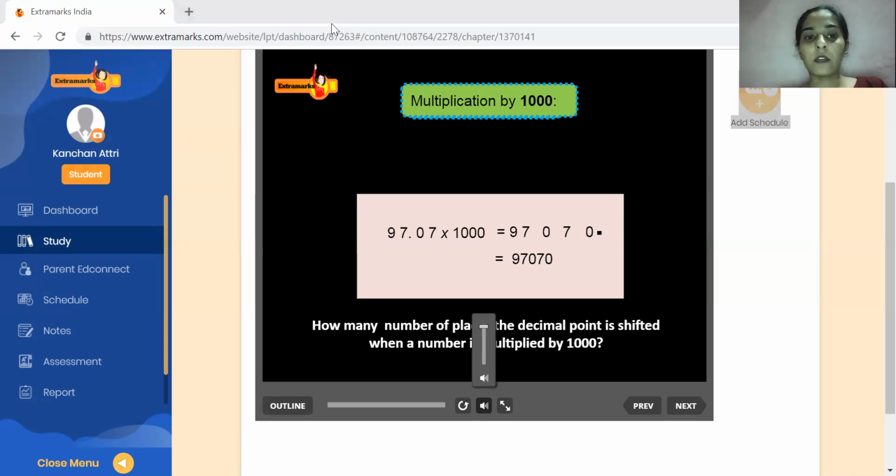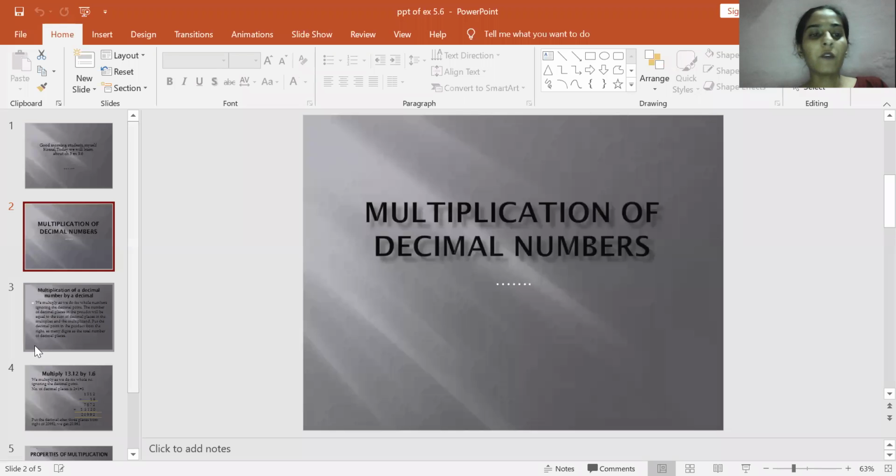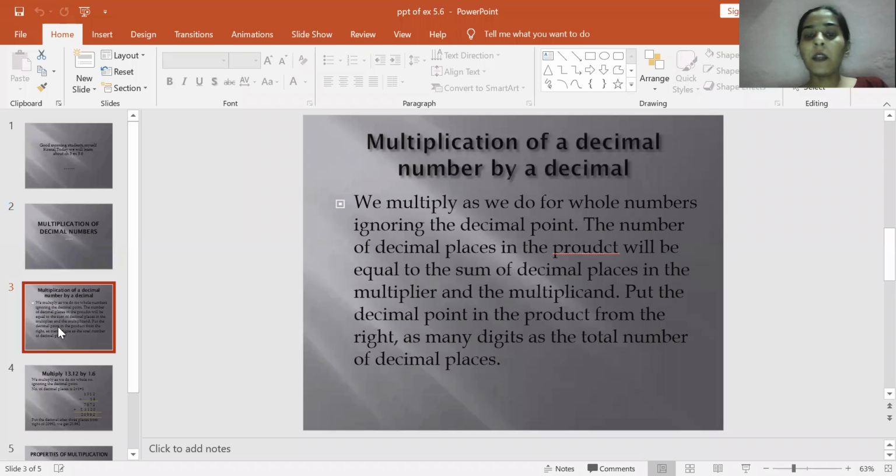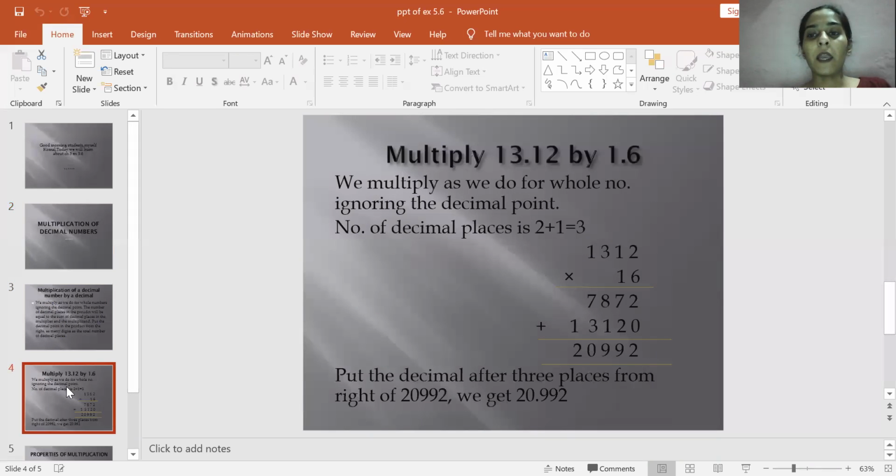Let's go to another topic. If we have to multiply a decimal number by a decimal, we multiply as we do for whole numbers, ignoring the decimal point. The number of decimal places in the product will be equal to the sum of decimal places in the multiplier and the multiplicand. Put the decimal point in the product from the right, as many digits as the total number of decimal places. Let's go through an example.